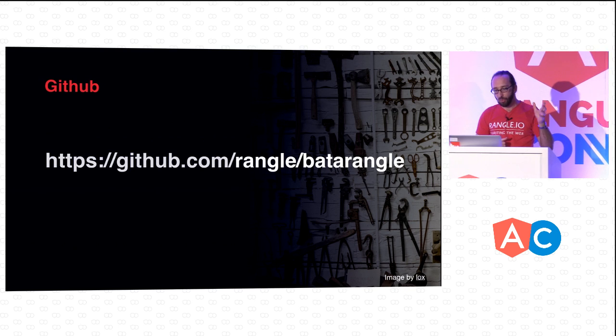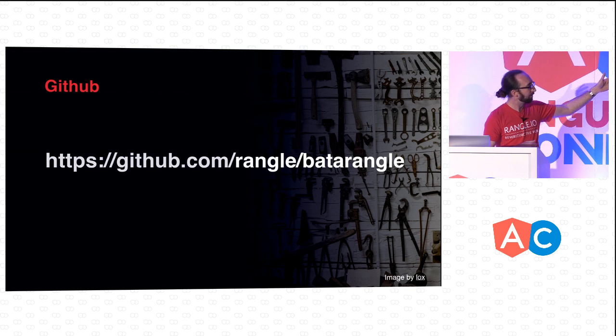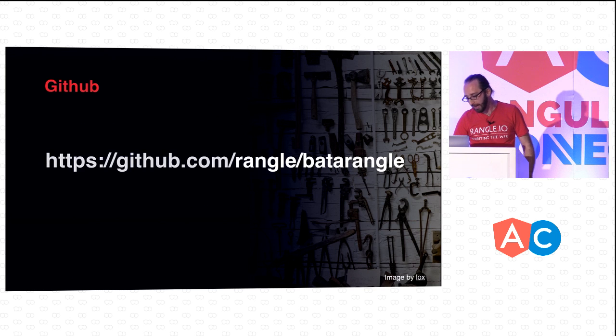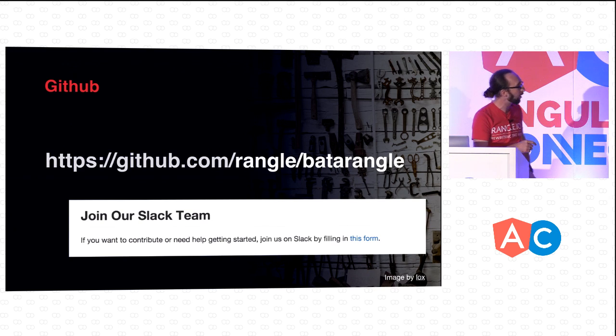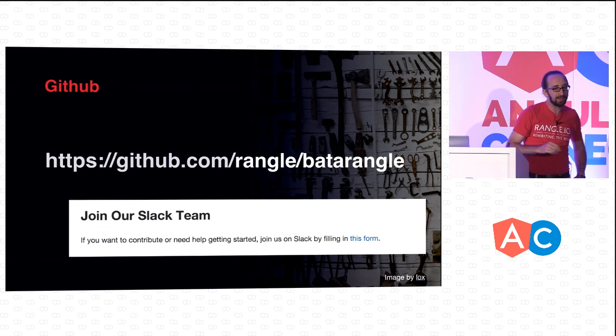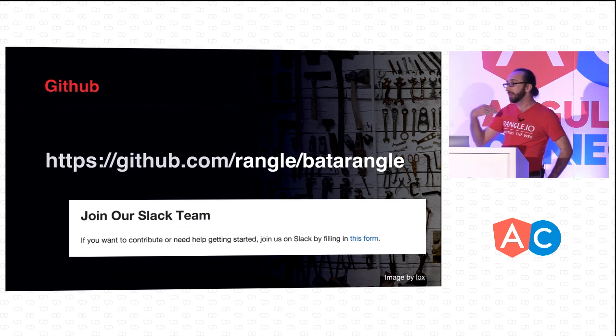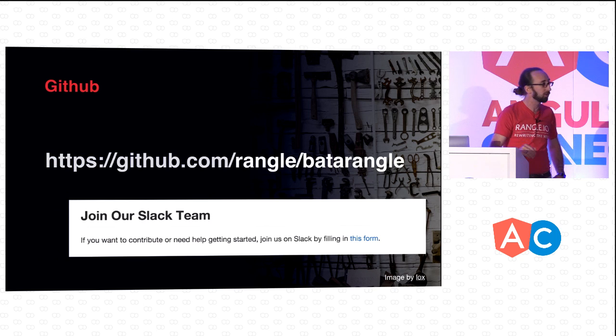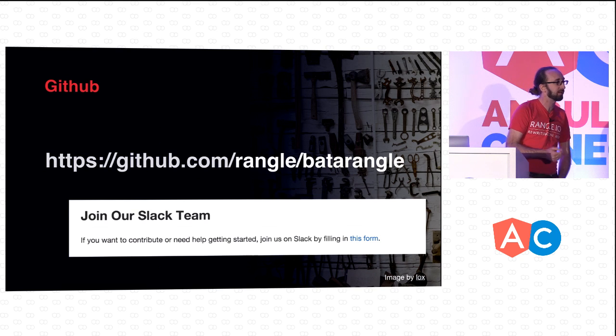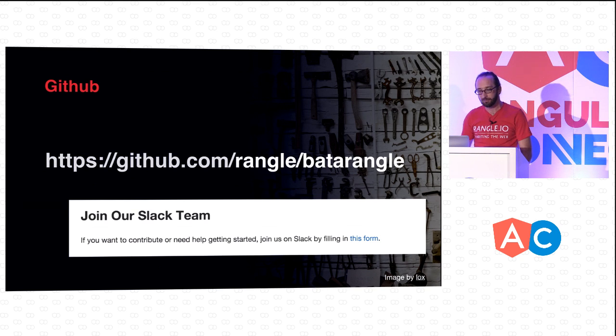When you go to the repo, we also have an invitation to join our Slack team. We have a Slack team for Batarangle. If you want to try it out and get stuck, or if you want to contribute and talk to us, there's a form there that you can fill in, and we'll add you right away to our Slack team. This is the best way to talk to us, both for getting support and for discussing ideas.